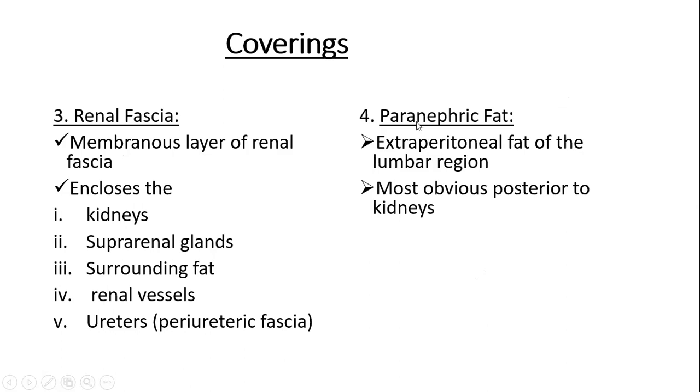Further outside the renal fascia, the outermost layer in the coverings of the kidneys is the paranephric fat, which is basically the extraperitoneal fat present in the lumbar region. And it is found to be more condensed and more pronounced in the posterior aspect of the kidneys.